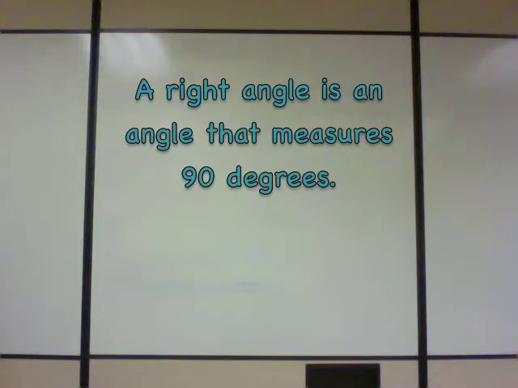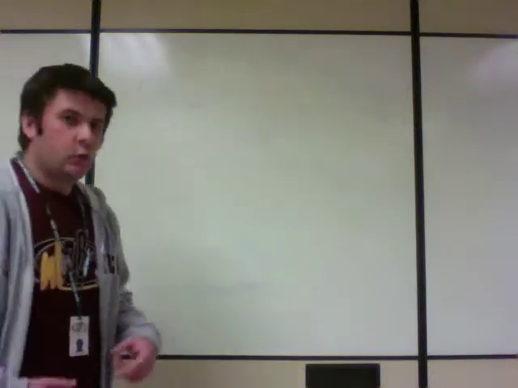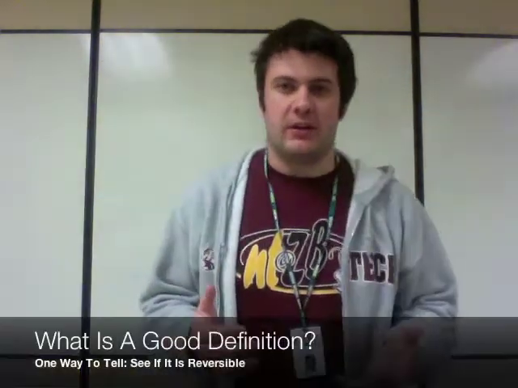Now let's take a look at good definitions. What is a good definition? Here's an example of a definition on the board. A right angle is an angle that measures 90 degrees. Now the question is, is this a good definition?